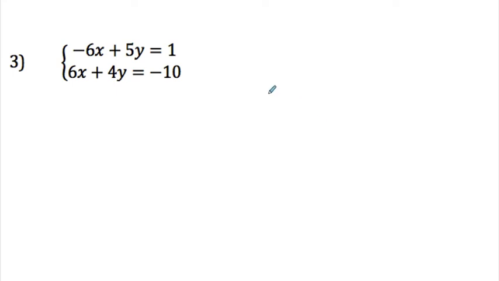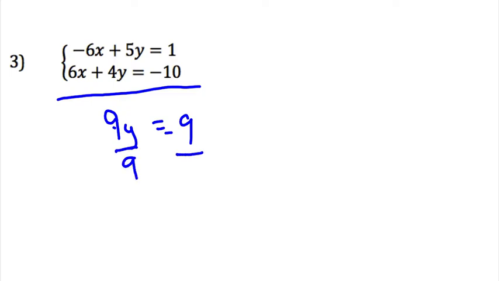Again, look at your problem, okay? So we can see here that the x's will cancel out. I have a -6 and a +6. So when I add the columns, -6x plus 6x is 0. 5y plus 4y is 9y, and 1 minus 10 is -9. Divide both sides by 9 to get your y by itself. Y equals -1.